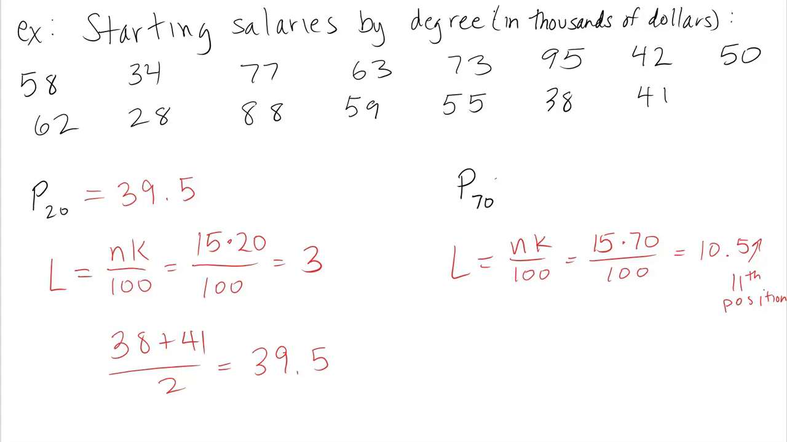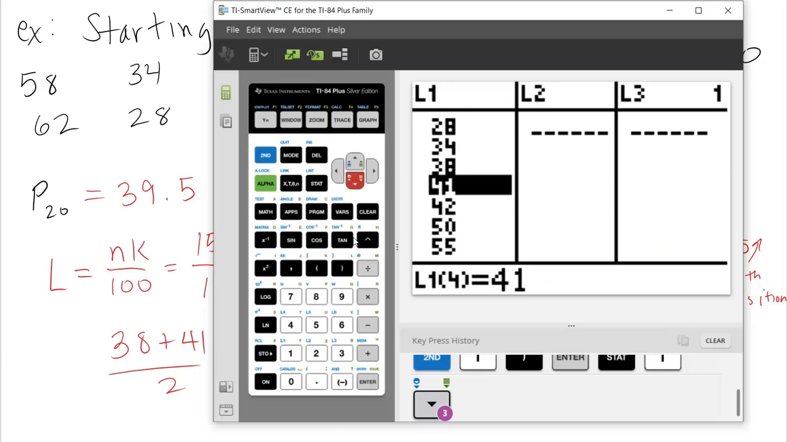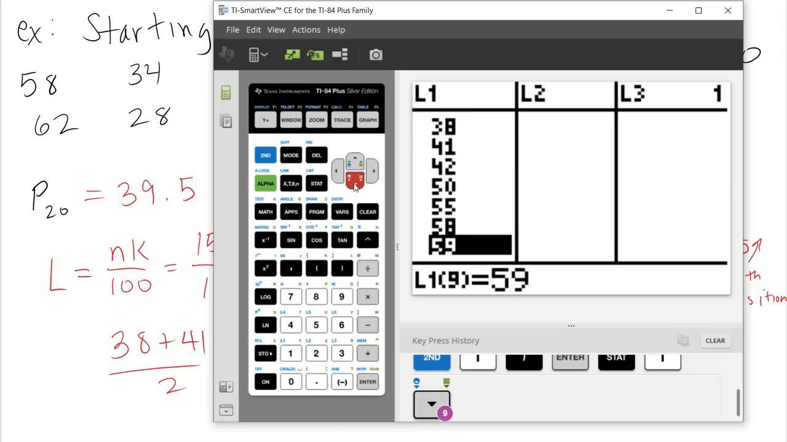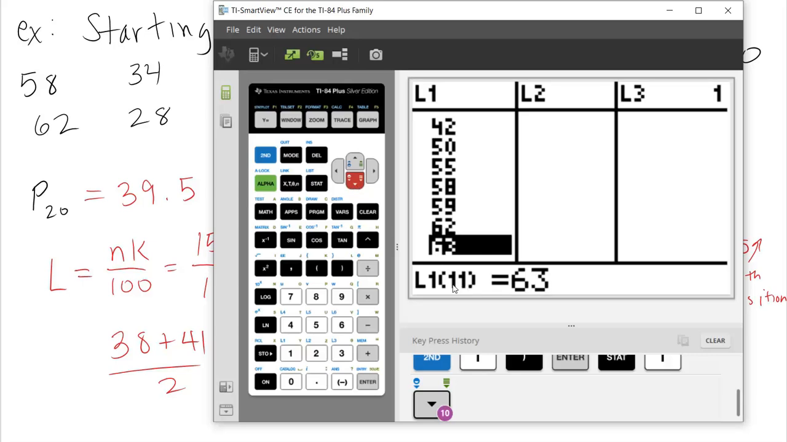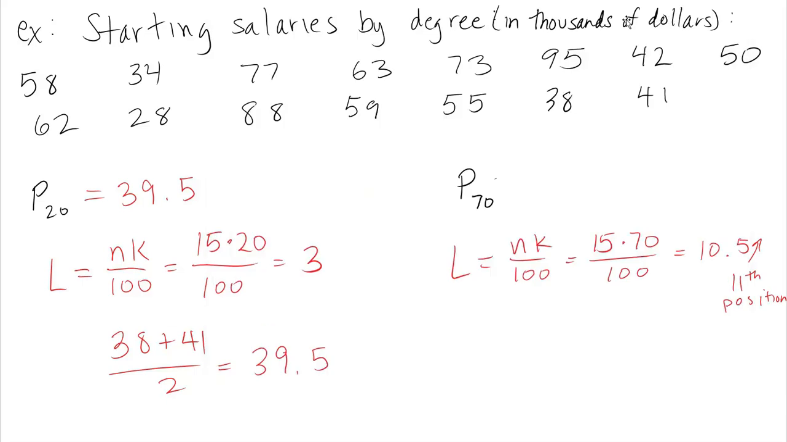So pulling up our calculator screen. As you scroll down, you might lose count, but the beautiful thing about the calculator is it tells you what position you're in the parentheses. The 11th number in list 1 is 63, and so the 70th percentile is $63,000.